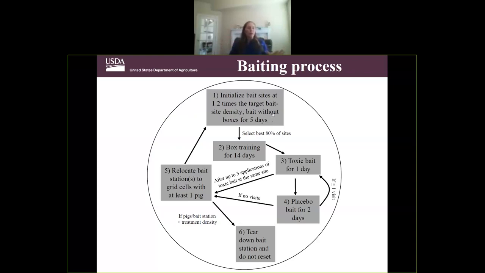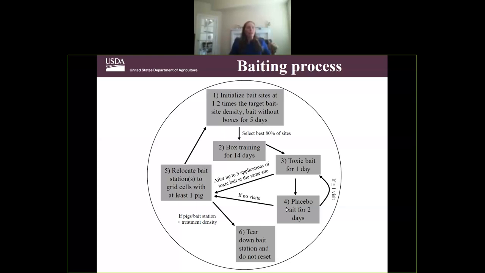So you put the bait on the landscape, and this is without the bait box, and you do this for 5 days. And then you select, based on your camera data, the 80% of sites that are getting the most visitation. And then you put the box out on the landscape with bait so that those pigs can then be trained to use the box. And then you're still looking at your camera data, and given that you're seeing good usage of the box, you then apply the toxic bait, and you do that for 1 day. And then you go to placebo for 2 days.